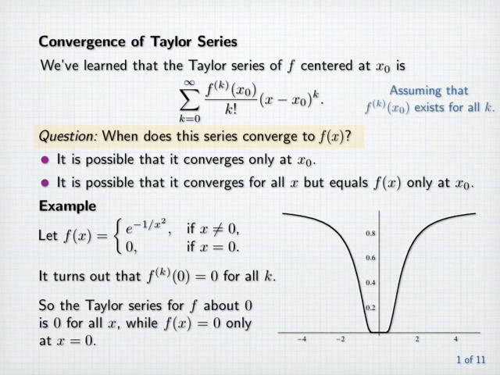So here we have a Maclaurin series for a function f that converges for all x, but equals f of x only at x equals 0. This demonstrates that the convergence of a Taylor series for a function f on an interval surrounding x0 is not enough to conclude that the Taylor series converges to f of x on that interval. So we have to be concerned with more than just the convergence of the series. We have to be concerned with what it converges to.